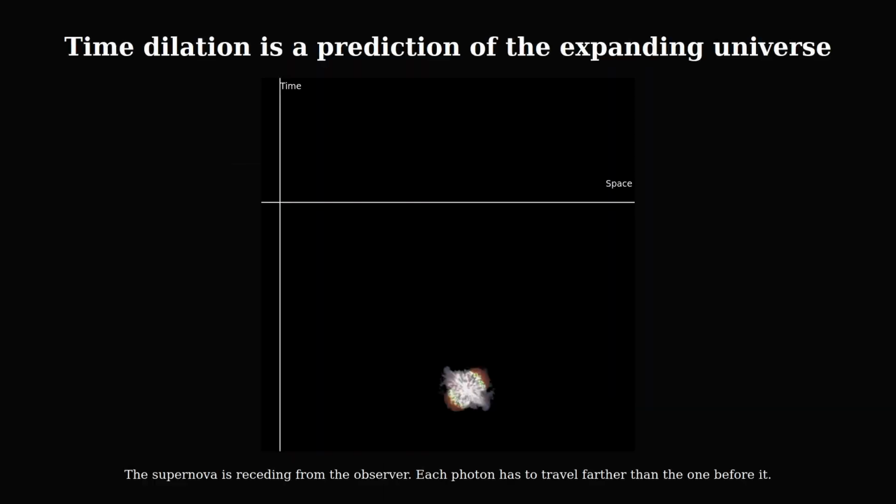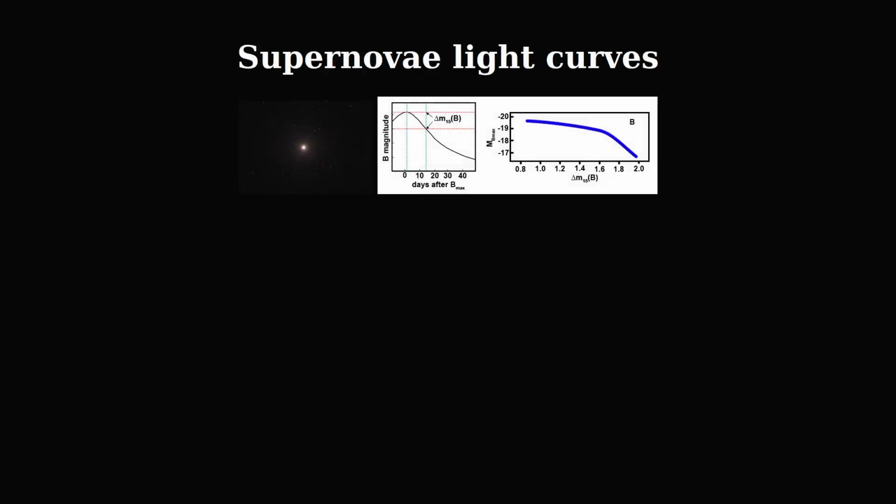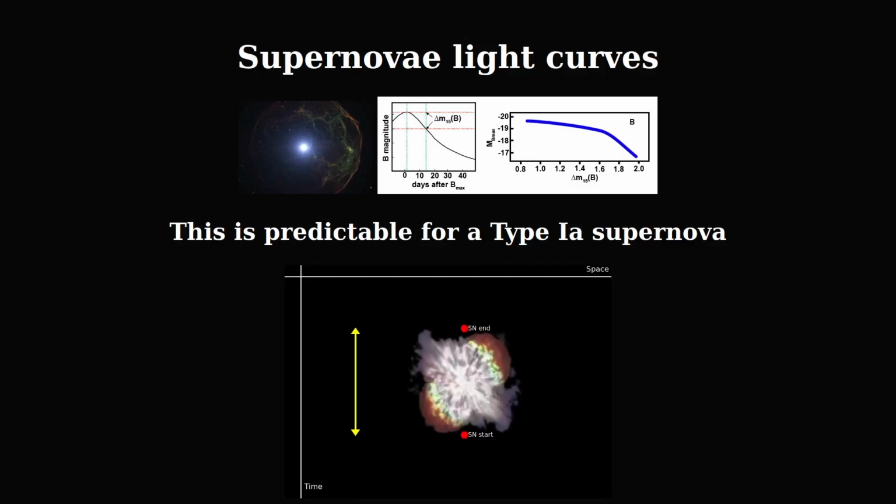The time dilation is predicted by the expanding universe. As a supernova happens and it moves away, each photon has to travel farther than the one before it. So the time of the supernova, let's say this blue line here, when viewed from the origin, would be observed as longer, the red line. Supernovae achieve a maximum brightness and then they diminish as time goes on. And for type 1a supernovae, they do that fairly predictably. So the greater its redshift and distance, the longer it should take for it to diminish.